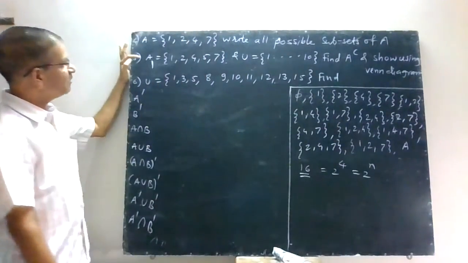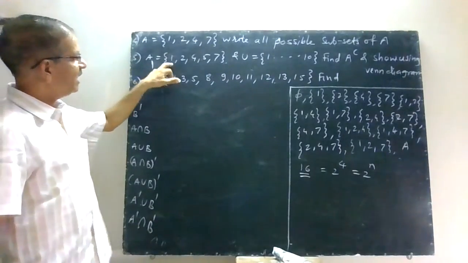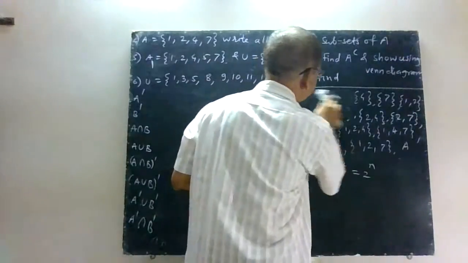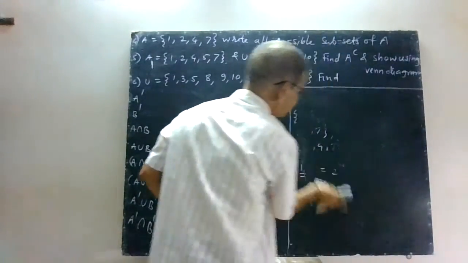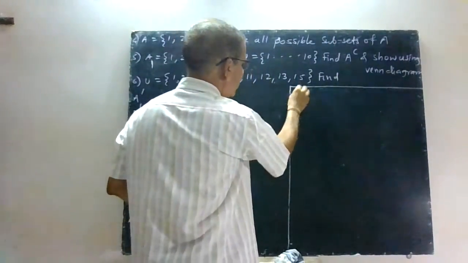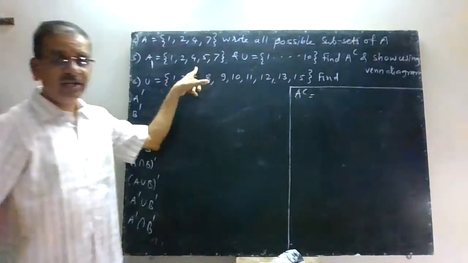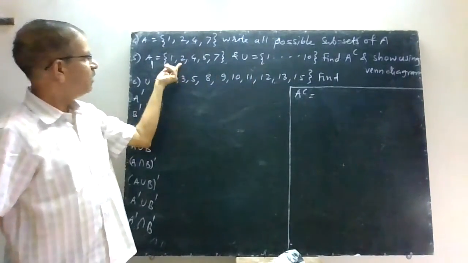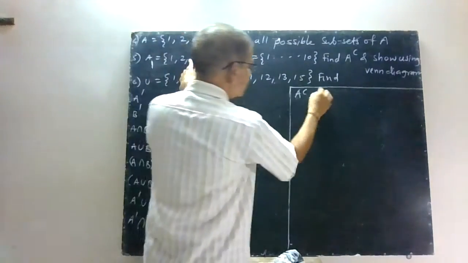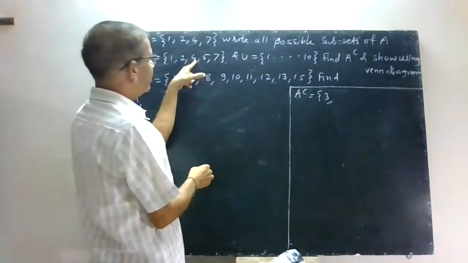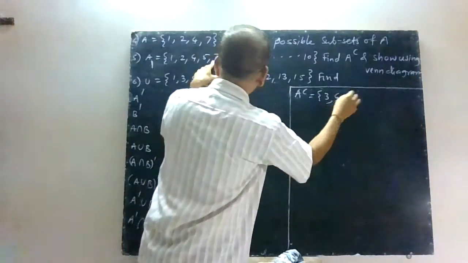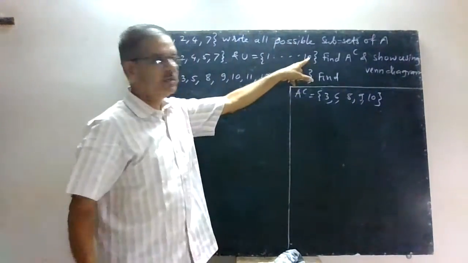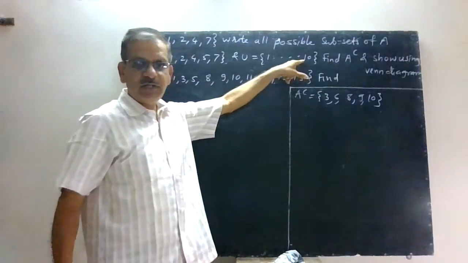Now see the second problem. If you have given set A and the universal set U, then you have to write down A complement. A complement means you have to write down all elements which are not in set A but which are in set U. See, 1, 2, 3 is not here, so you will write 3. Then 4 is here, 5 is here, 6, 7 is here, 8, 9 and 10. Why do we stop at 10? Because up to 10 only elements are given.